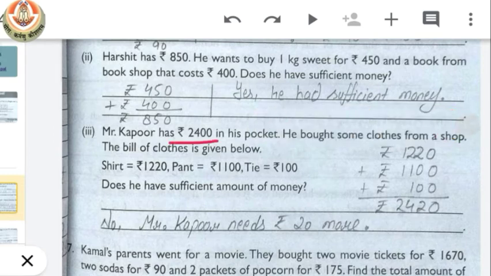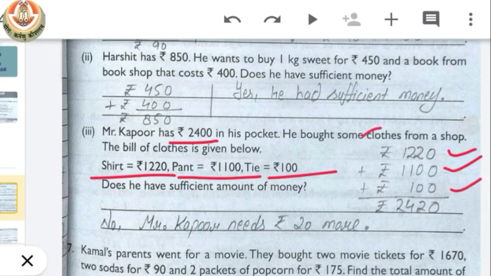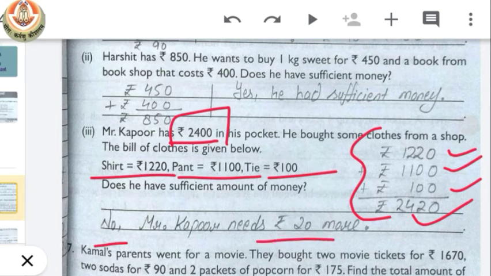Mr. Kapoor has 2400 rupees in his pocket. He bought some clothes from a shop and the rates are given below. The shirt is 1220, the pant is 1100 and the tie is 100. When we add them, the total is 2420 rupees. But Mr. Kapoor had only 2400 rupees. That means he did not have sufficient money. Mr. Kapoor needs 20 rupees more to make this payment.